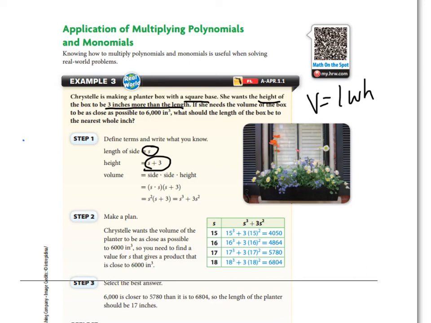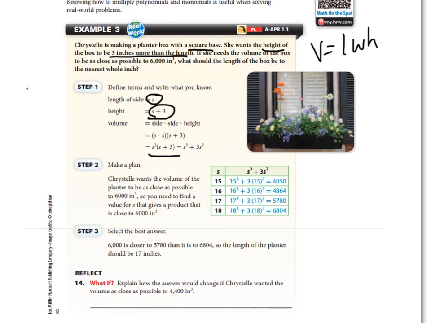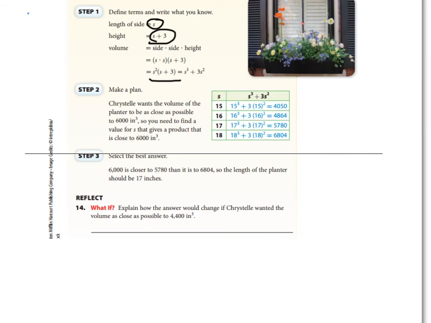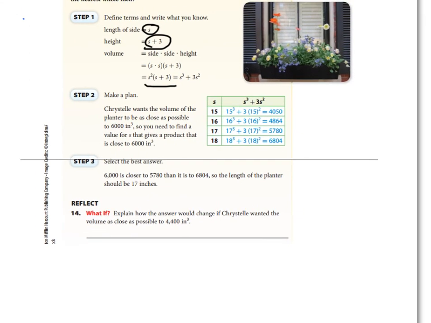Because it's a square, we know that there's 2 s's, so s times s, which is s squared, times the height, that's that length times width times height, and that gives you s cubed plus 3s squared. And then we'll be doing some evaluating with this. For the number 14, since they've already done the chart for us, if we wanted the volume to be as close as possible to 4,400, then we would want the side length to be 15.